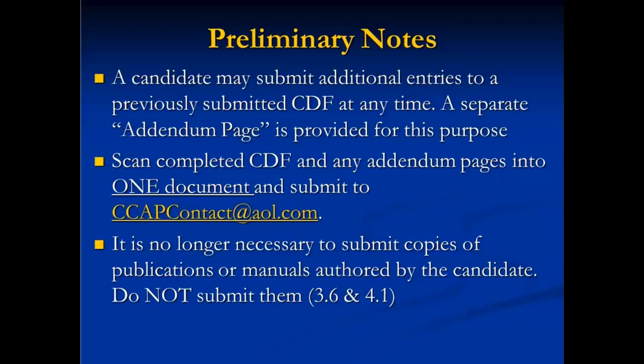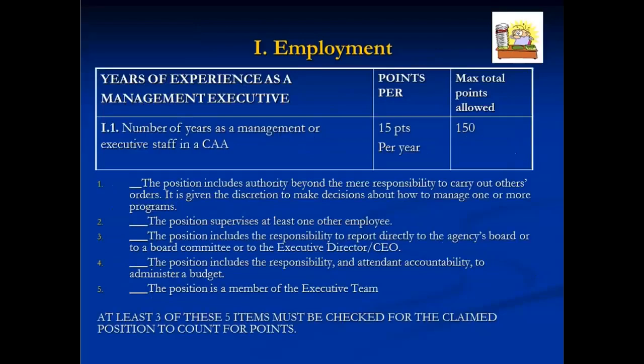But let's now go on to look at each of the 4 sections of the candidate data form and talk through it. First is the section on employment. There are 3 parts to the section of employment. We're looking at the first section, and that's number of years as a management or executive staff member on a community action agency. You'll see on the middle column of this table the number of points that are allotted per year. It's 15 points per complete year.